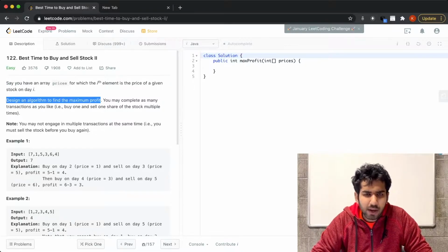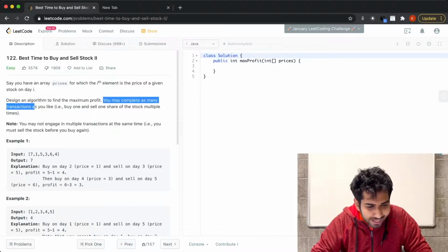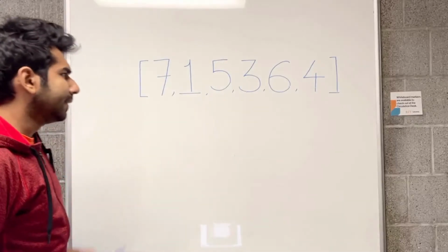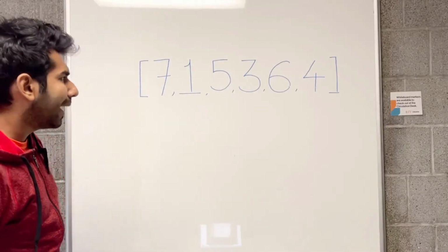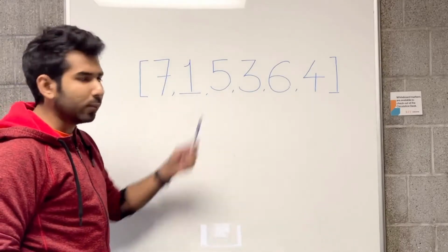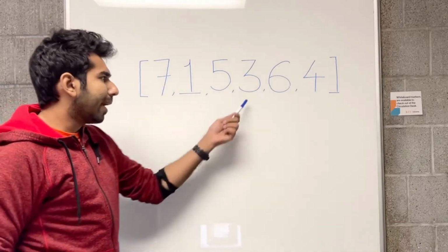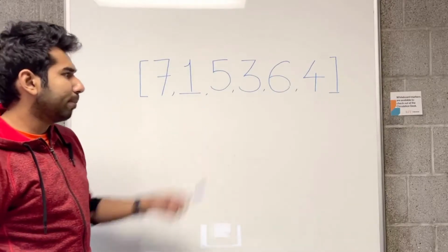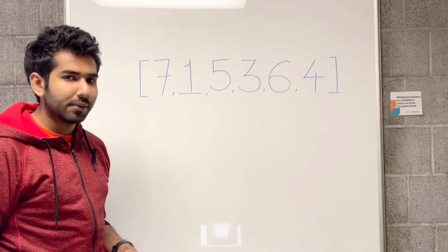In the previous question we were allowed to do only one transaction, right? Here it is said that you may complete as many transactions as you like. So we can do more than one transaction. So how is that going to affect the question? If this was the question, 7 1 5 3 6 4, I would buy the stock at 1, sell it at 5, one transaction, again buy it at 3 and sell it at 6. So the total profit will be 4 plus 3, 7.